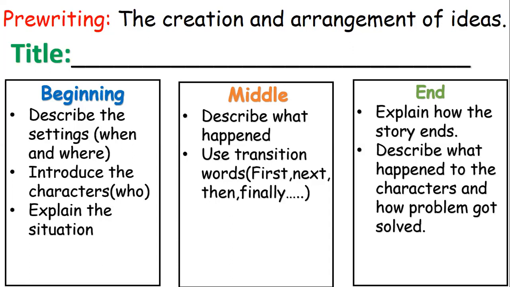Now, we have 4 important things we have to write in the story. The first thing, the title, then beginning, middle, and the end. So we have 4 structures: the title, then beginning, middle, and end.